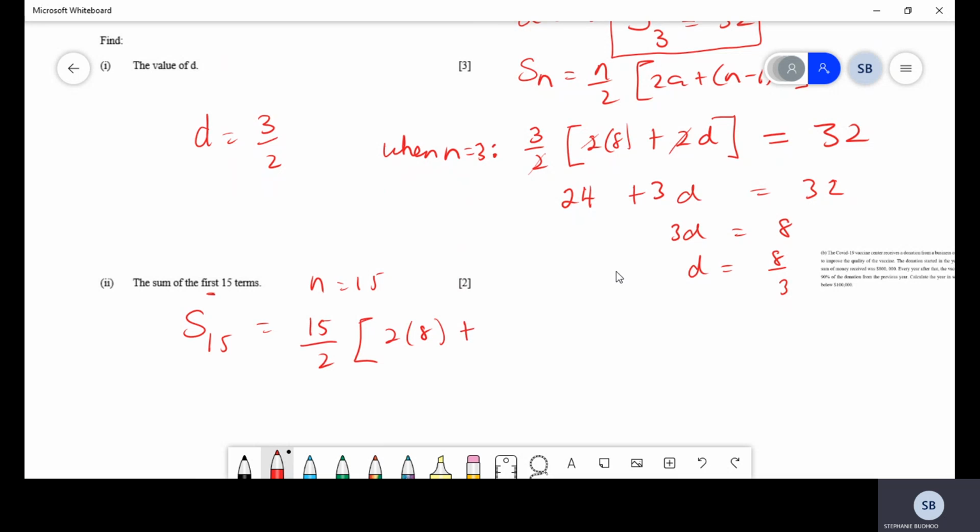Plus n minus 1, so that's 14. And now d, we use our value that we found for d. From here, it's just a basic transition into 2 cancels here. This 2 cancels here to get 7. So we'll get 15 multiplied by 8 gives us 120.